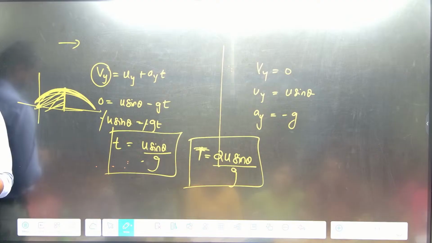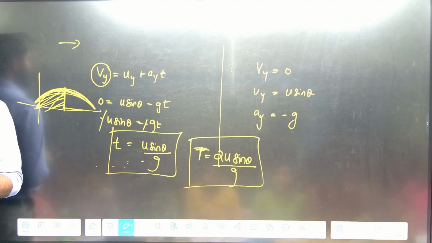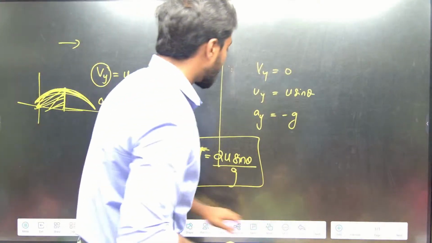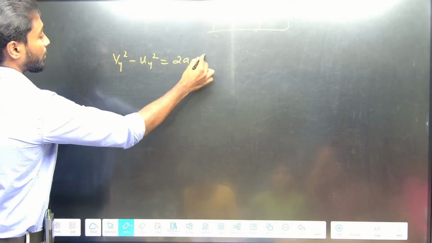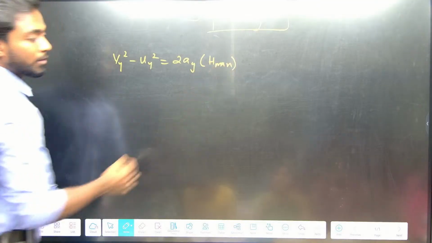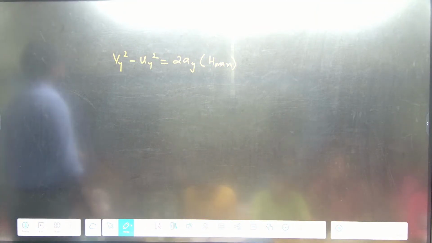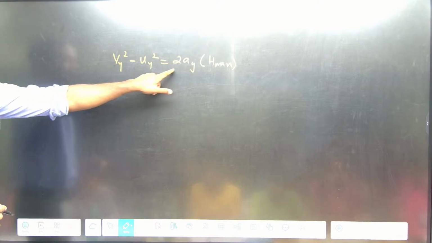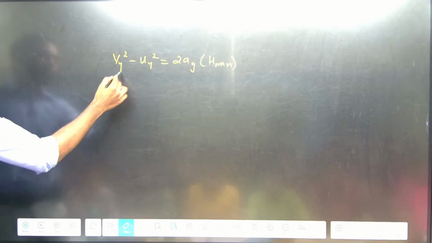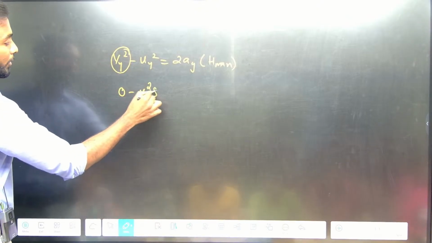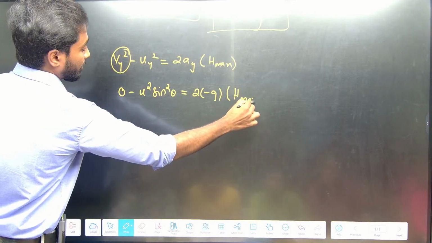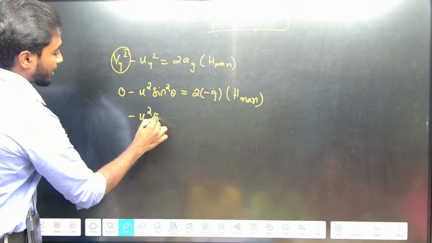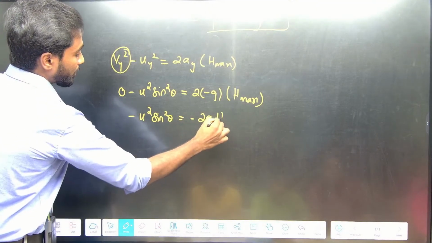Done. So the first one we have used, the second one we'll see. Vy square minus uy square is equal to 2ay, maximum height, no? S is nothing but the maximum height we are talking about, the displacement. V square minus u square equals 2as. So this is 0, 0 minus u square sin square theta will be equal to 2 times minus g into h max. So minus u square sin square theta will be equal to minus 2g h max.